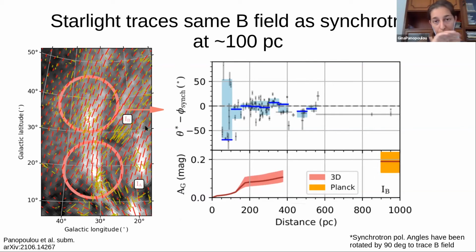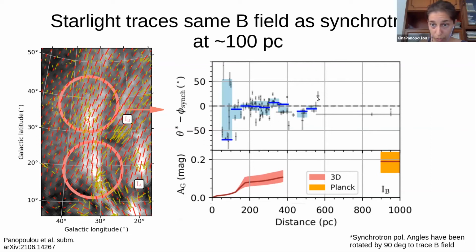What I'm showing you here is a zoom in of loop one. This background shows you the polarized intensity. The red segments show you the polarization angle of the synchrotron emission rotated by 90 degrees. So this is the magnetic field of the synchrotron emission. And the yellow segments show you stellar polarization angles. And so we compare the polarization angle of stars and synchrotron within this circle. And this is shown here as an angle difference as a function of distance.